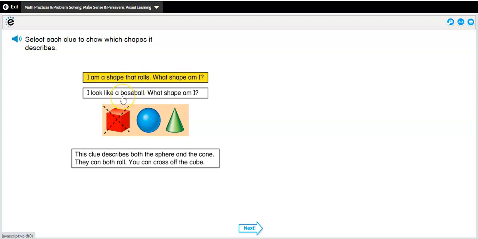Okay, and the next clue says I look like a baseball. What shape am I? So we have a sphere and a cone. Which one does not look like a baseball? That's right, the cone does not look like a baseball, so we would cross off the cone. Let's see if we're correct. This clue describes the sphere. It is the only shape that looks like a baseball. You can cross off the cone and the cube. Great job, we were correct.